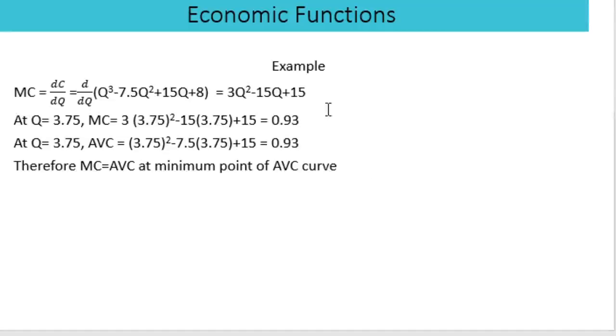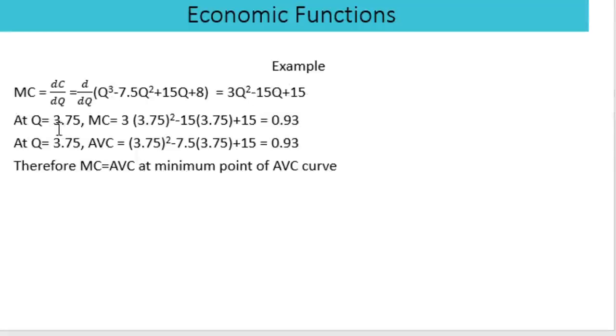Then find the MC, marginal cost. Marginal cost is the differential of total cost. That is Q cube minus 7.5Q square plus 15Q plus 8. That equal to 3Q square minus, differential of 7.5Q square is 15Q, plus differential of 15Q is 15. Differential of 8 is 0. That is, I will get 3Q square minus 15Q plus 15.